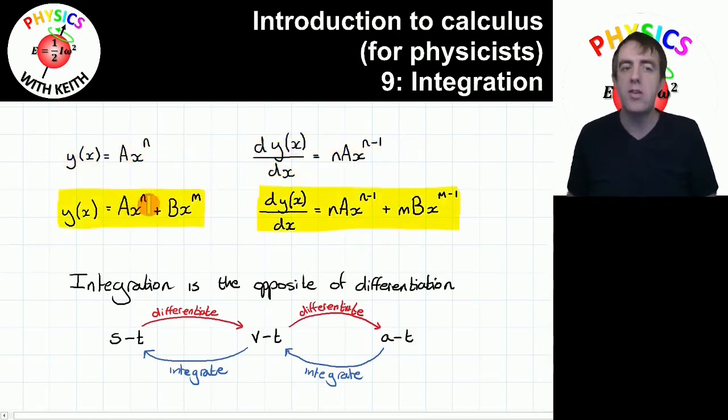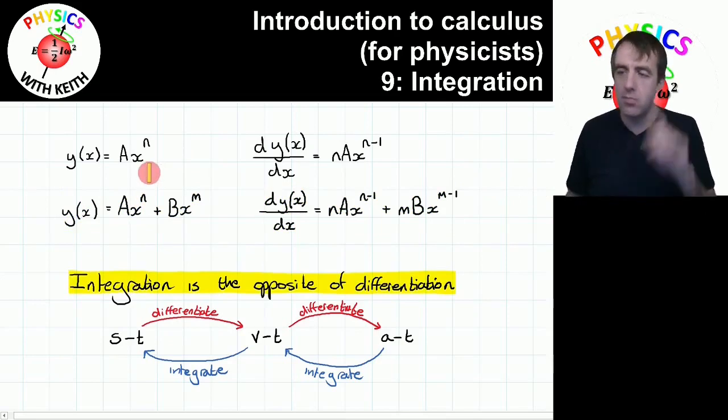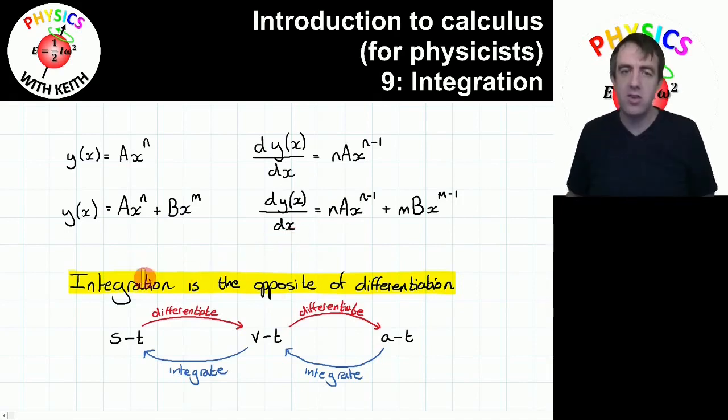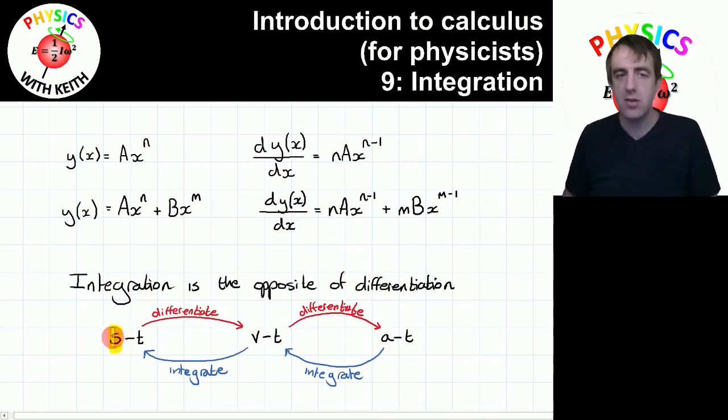It's also worth noticing that when you have an expression, some function y of x, which has two terms, then you can just differentiate each of the terms separately and write those down, and that works fine. And the most important thing to remember now is that integration is just the opposite of differentiation. Integration is anti-differentiation.